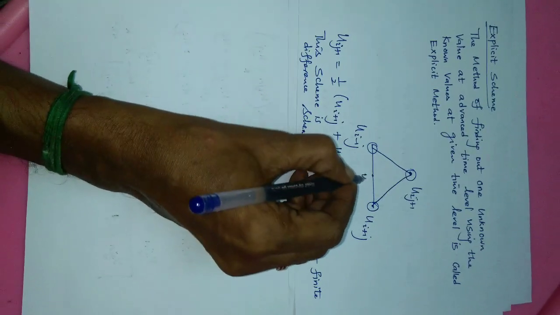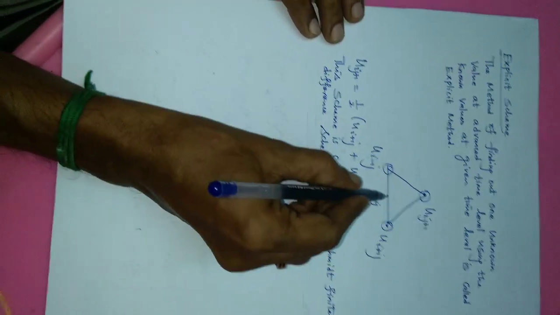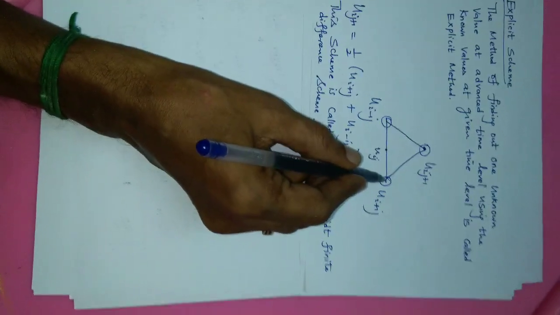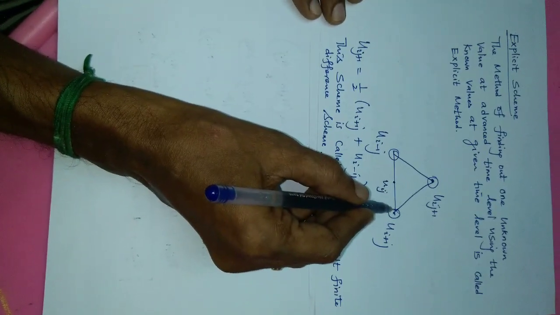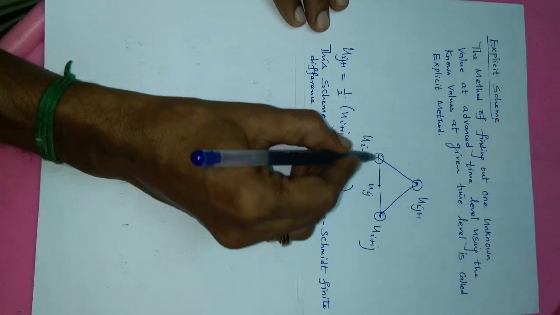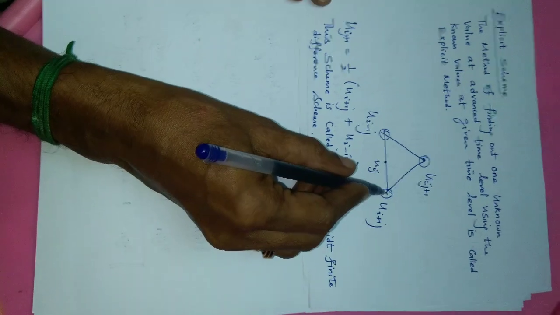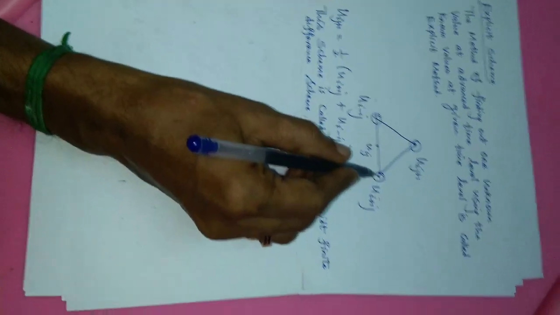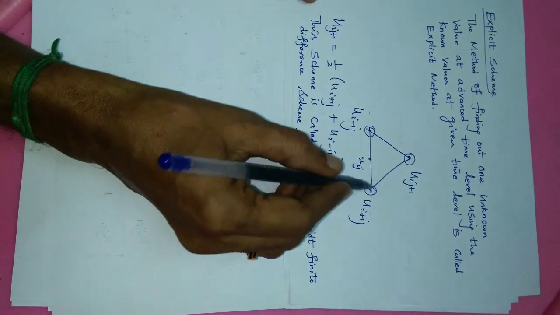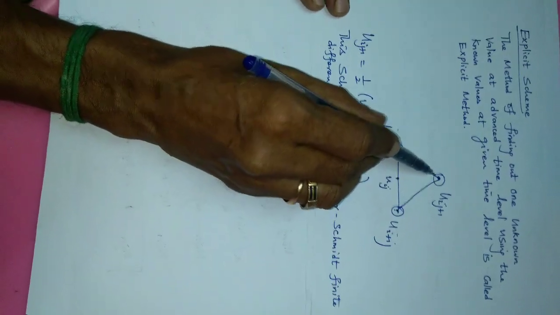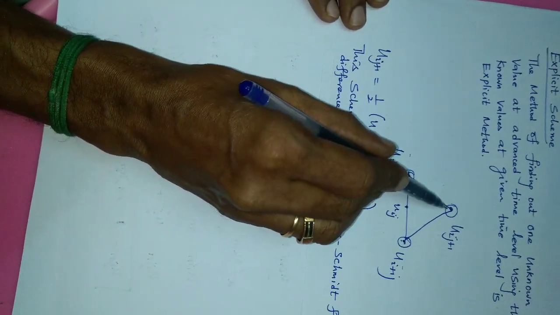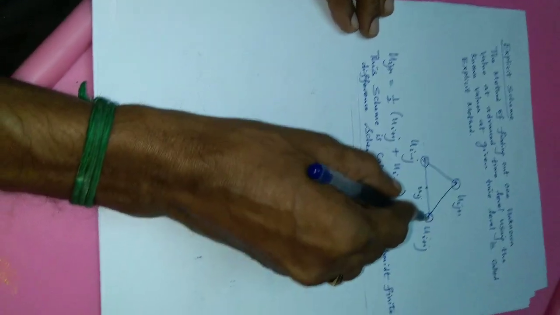Of course here u_ij is a point, forward direction u_i+1,j, one step along x direction positively, backward direction u_i-1,j. So these two values are at known time level. I am taking these two as known values. I want to find out one value at advanced time level. So finding one unknown value at advanced time level using the known values at given time level is called explicit method.